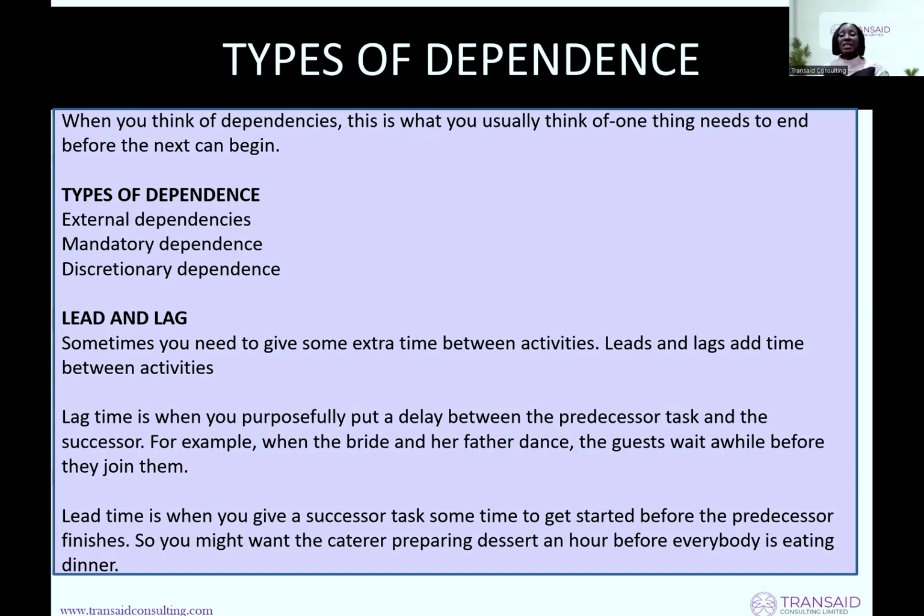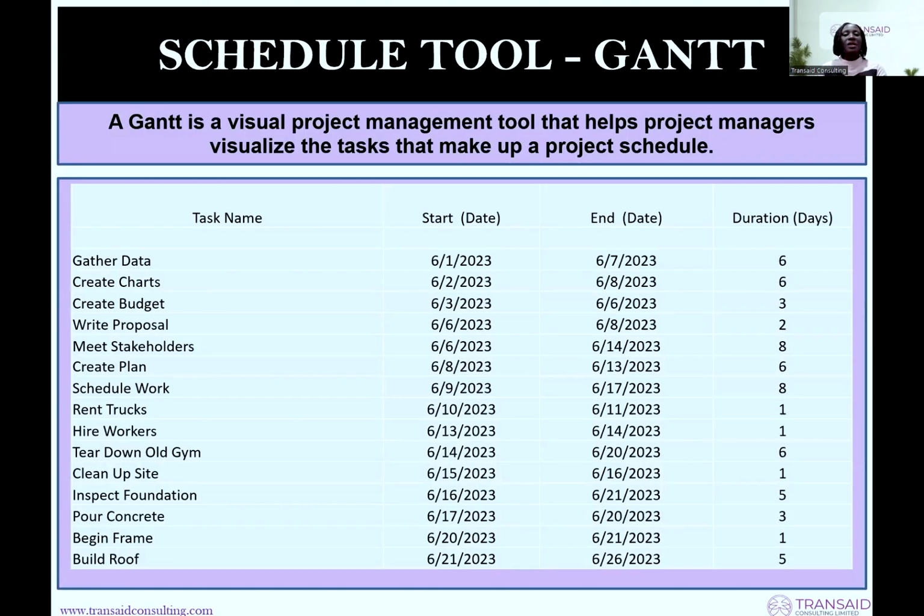So you might want the caterer preparing the dessert an hour before everybody is eating dinner. Those are examples. So schedule 2. This is a Gantt chart, and I just use a project. A Gantt chart, like we saw the other time, is a visual project management tool that helps project managers visualize the tasks that make up a project schedule. So remember, what the work breakdown structure is for the scope, the Gantt chart is for the schedule.